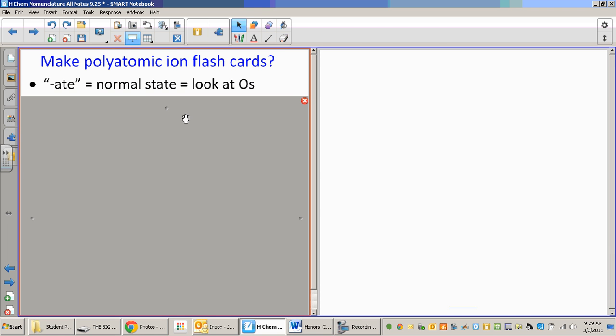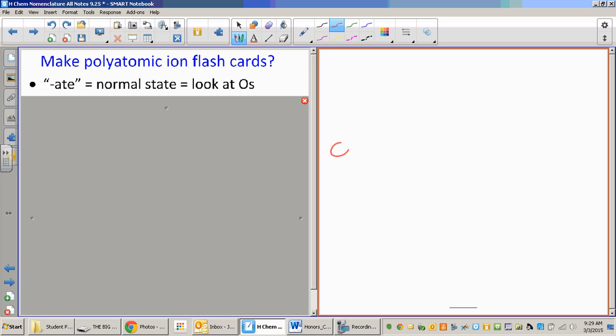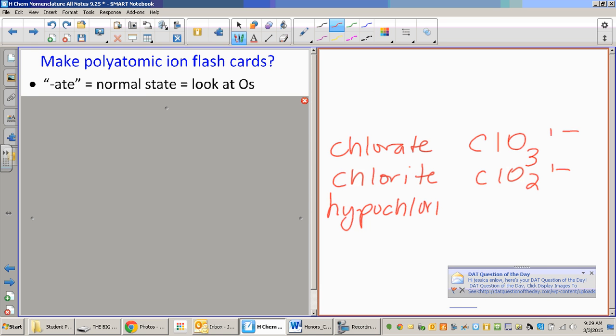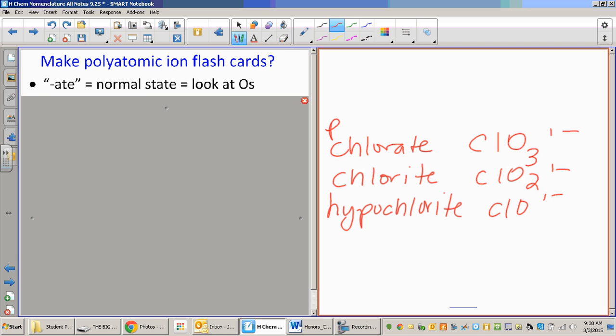Okay, so everybody tell me chlorate. ClO3, 1 minus. Okay, so chlorate is that. What's chlorite? Okay. What's hypochlorite? ClO, right? 1 minus.